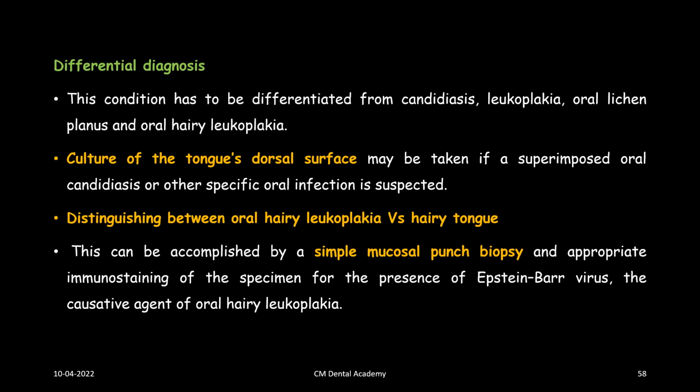This condition has to be differentiated from candidiasis, leukoplakia, oral lichen planus, and oral hairy leukoplakia. Culture of the tongue's dorsal surface may be taken to differentiate between candidiasis and other specific infections. Distinction between oral hairy leukoplakia and hairy tongue is carried out by a simple punch biopsy, and immunostaining of the specimen for the presence of Epstein-Barr virus is performed, which is associated with oral hairy leukoplakia.